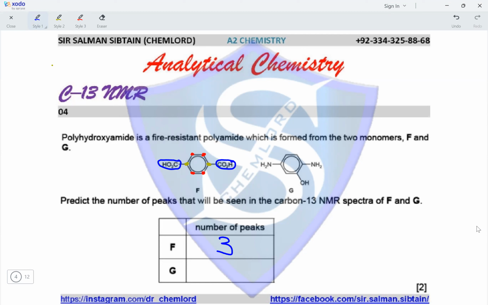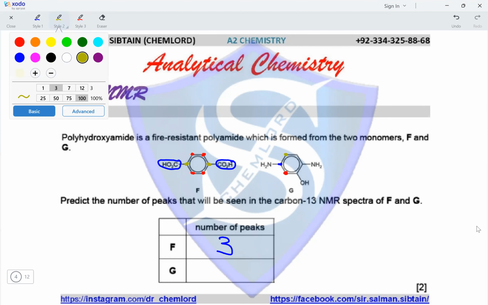Now for compound G, we would have one environment with the NH2 attached to benzene. Then we would have a separate environment for the carbon atom on the top and a separate environment for the carbon atom on the bottom, because when the chain continues, the top carbon atom leads to another CH group, whereas the bottom carbon leads to a COH group. So that would change the environment of carbon present.